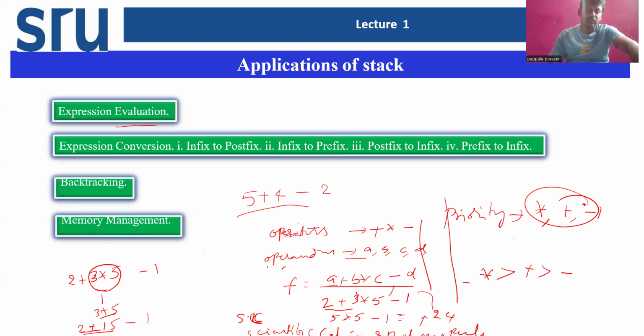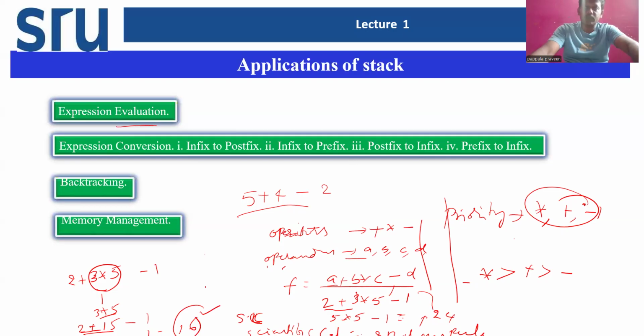So 2 plus 15, 17. 17 minus 1. So the final value is 16. 16 is the correct answer. This is called expression evaluation. And in the next video I will explain what is infix to postfix and how to evaluate the postfix expression. All right, I think everyone follows this.